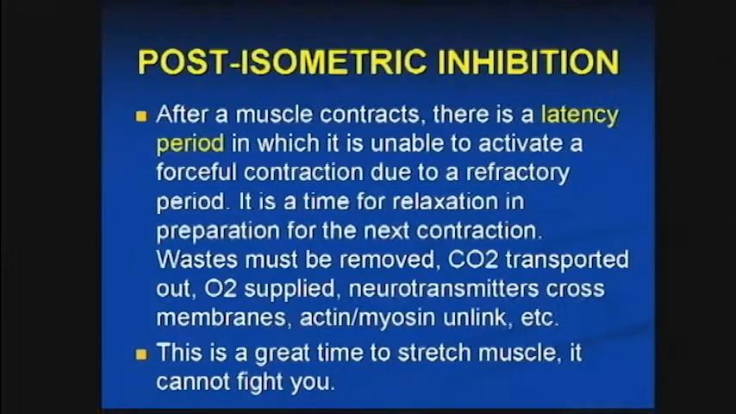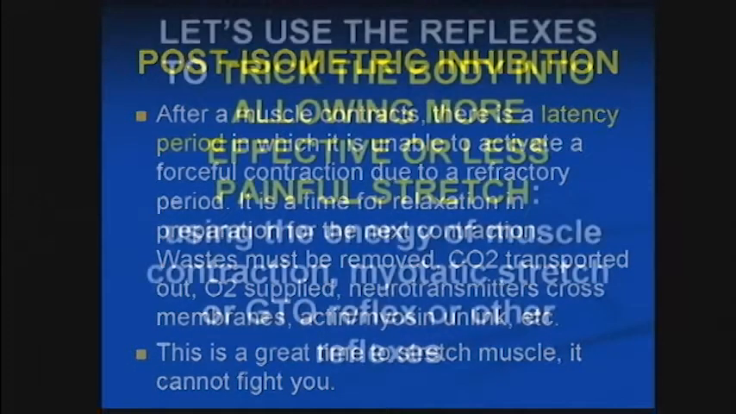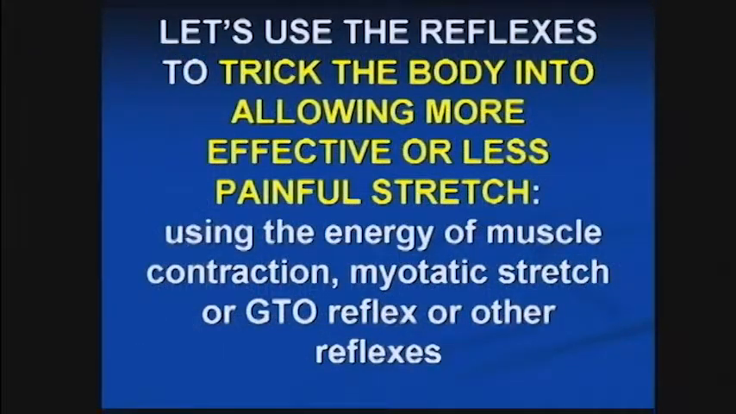After a muscle is finished contracting, particularly isometrically, we have a window of opportunity within which we can stretch it, before it can contract hard against us. And that's called post-isometric inhibition, or latency period, or post-isometric relaxation. Perfect time to get in there and stretch. That's quite a bit of what we use with muscle energy techniques or PNF techniques. Same thing. We're using the reflexes to trick the body into letting us do what we want it to do.